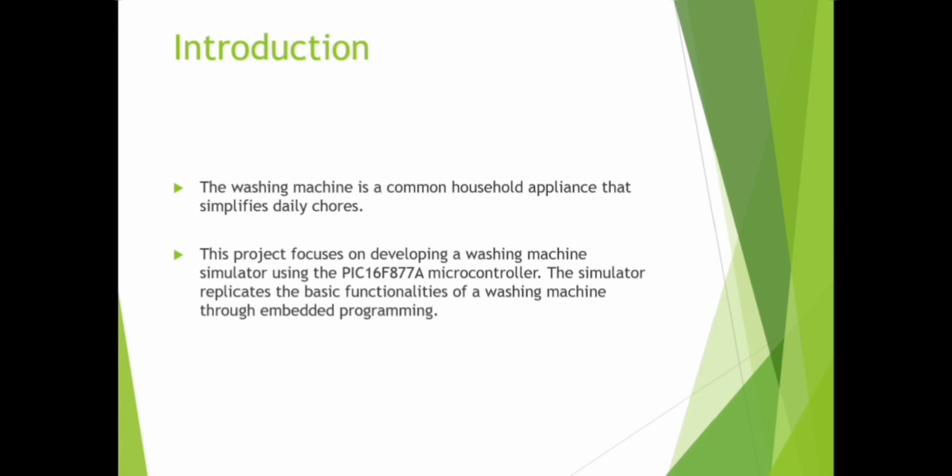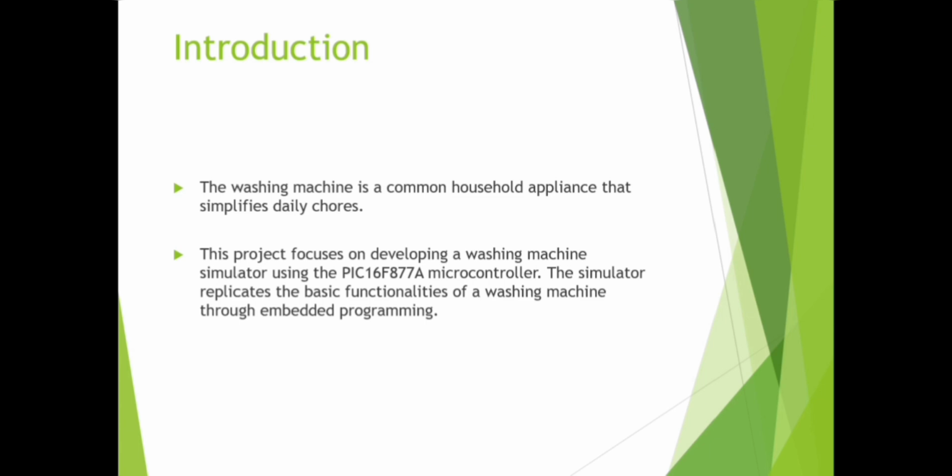Introduction. Washing machine is a common household appliance that simplifies daily chores. Today, everything around us is becoming automated, whether it's self-driving cars, smart home systems, or industrial robots. Automation helps in making tasks more efficient, fast, and reduces human effort and errors. One simple and relatable example is the washing machine, which we don't think about, but it washes, rinses, dries your clothes automatically once you press a button.